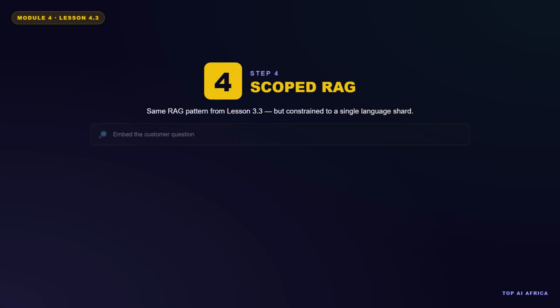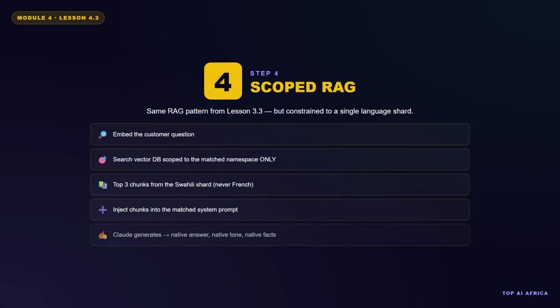Step 4. RAG within a language, the retrieval augmented generation pattern from lesson 3.3, but constrained. When you embed the customer's question and search the vector database, you scope the search to the matching language namespace only. Top 3 chunks from the Swahili shard, never from the French shard. Inject those chunks into the matched system prompt as context. Send to Claude. The answer comes back in the right language, with the right tone, citing your real native business data.